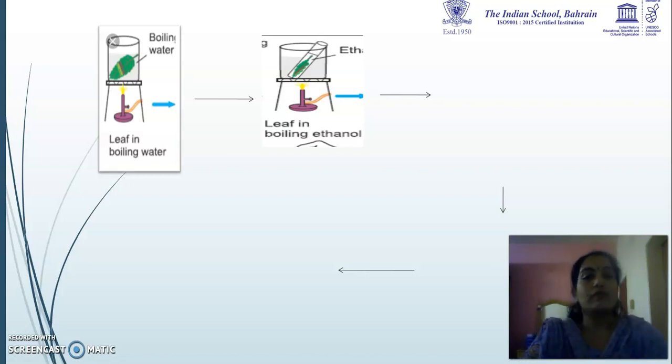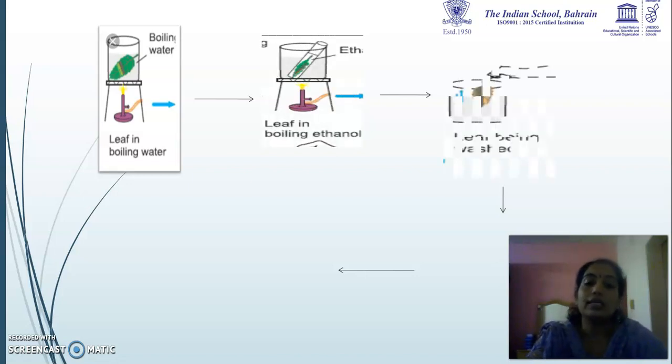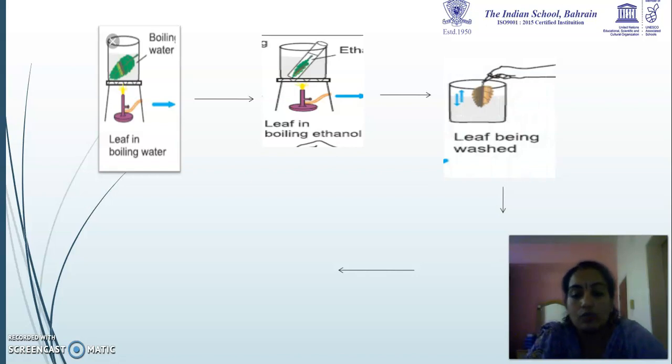Then we will take out the leaf and we will conduct all the other tests as we did before. First, we will decolorize the leaf by using ethanol. We will heat it up and decolorize the leaf. After some time, you can see that the alcohol turns green in color and the leaf turns colorless. Then we will take out the leaf and wash it in water.